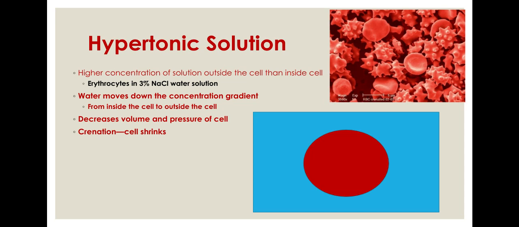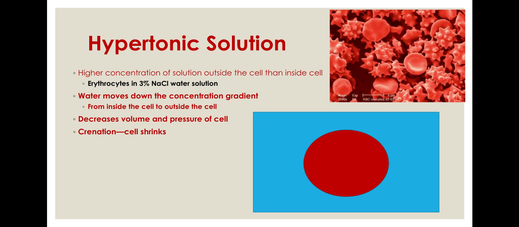Hypertonic solution is the opposite. There's a higher concentration of that solute, a higher concentration of solution outside of the cell than inside of the cell. There's more stuff in the solution than in the cell. An example would be like putting a red blood cell in a 3% salt solution.